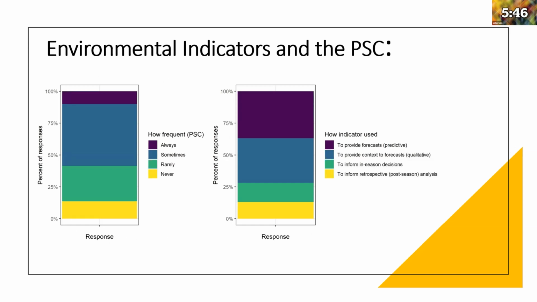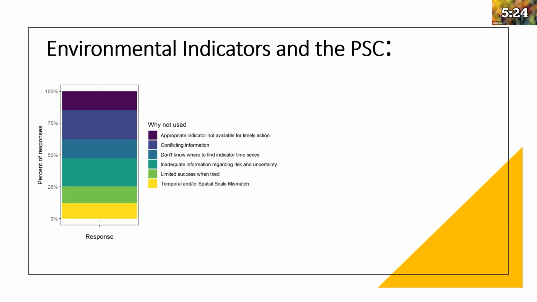A little bit more about the attendees. 40% of respondents said that they rarely or never use indicators in their PSC role, and 60% said they sometimes or always did. Of those, 35% said that they used indicators to quantitatively inform the pre-season forecasts. Of the folks that said they didn't use environmental indicators, 20% said it was because of conflicting information, and another 20% reported not using indicators because of inadequate information regarding risk and uncertainty. The goal of today is to alleviate some of that concern, making folks more comfortable with the use of environmental indicators.